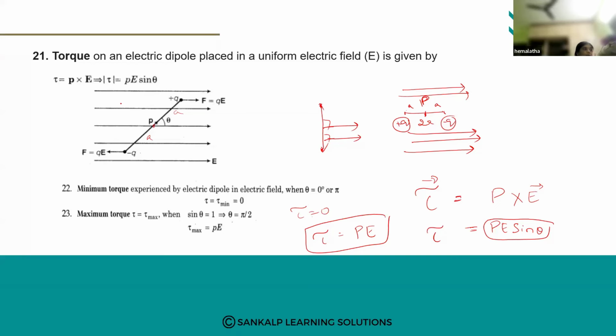So this is the equation: torque is equal to P E sin theta. Torque can be negative or positive, so we write it as a modulus. Correct or not? So like this we will write: this is PE sin theta. Very, very important relation. This is the formula. Since torque is a vector product, you write it in terms of P cross E, PE sin theta. This is what we learned about the dipole.